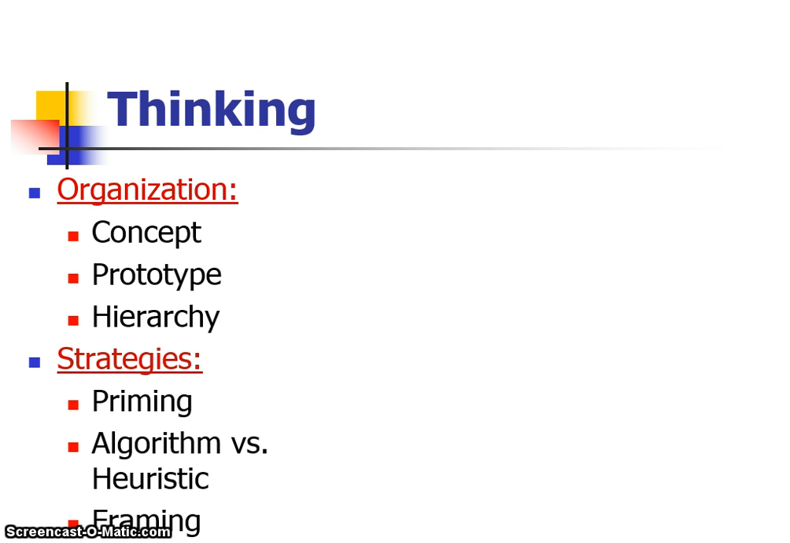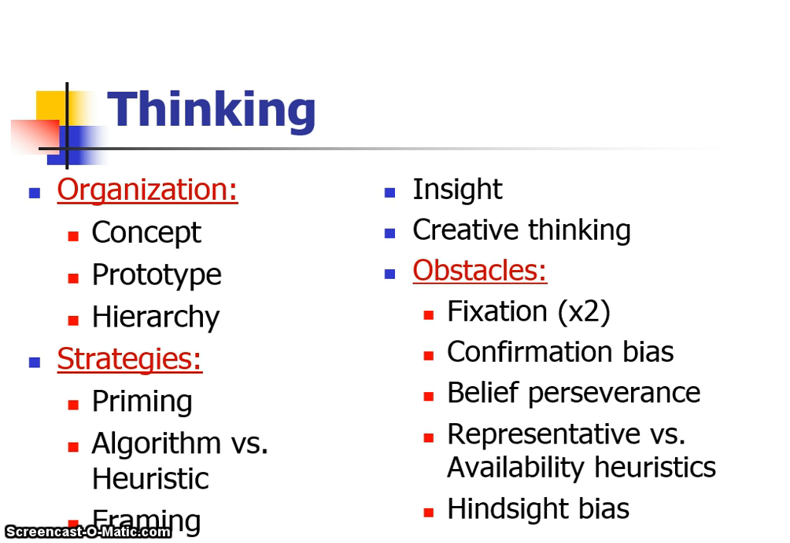Strategies for remembering, kind of similar to everything else we've talked about. Priming, once again. Algorithms, trying every aspect versus heuristic, those mental shortcuts. And framing, I want to frame my words, I want to pick my words so I can get a specific outcome from you. Insight, aha, creative thinking, and those things that lead to creative thinking. There were 5 aspects there.